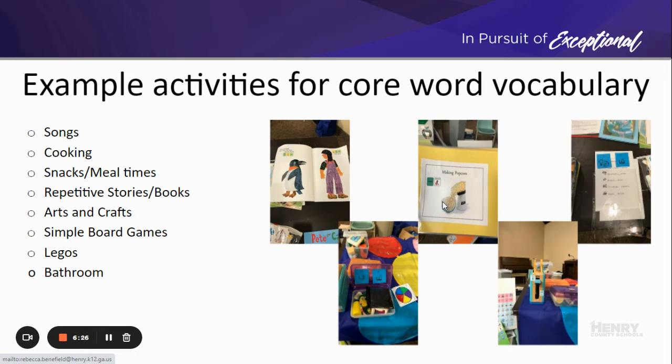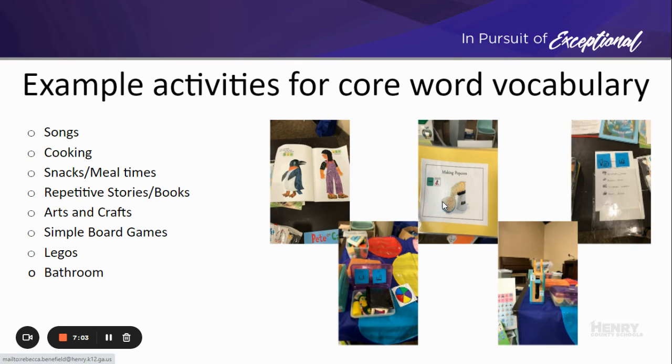Snacks, meal times. With snacks and meal times, it's not just more, but you can use eat, you can use drink, you can use no like, don't like. You can definitely still use more, but it's beyond more with this. Repetitive stories and books, Brown Bear, Brown Bear, The Very Hungry Caterpillar. Those are some books that you can definitely use for core words. Pick 1 or 2 core words in there, and then those will be the core words that your student helps you read when you read the book with them.